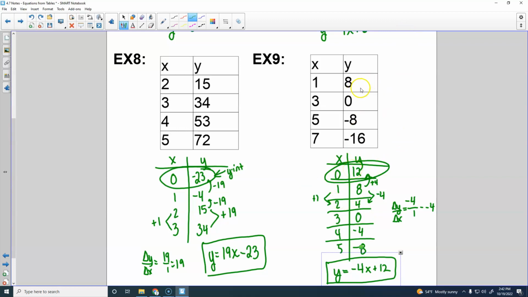Now, you could do slope from the original table. If I go from 8 to 0, what's that? Minus 8. And 1 to 3 is 2, right? So if I do negative 8 over 2, I still get negative 4, which is the same slope. So you can use any 2 points. It's okay. If they only ask you for slope, you would not need to find the missing numbers. But because you need slope and y-intercept, you got to find those missing numbers there.